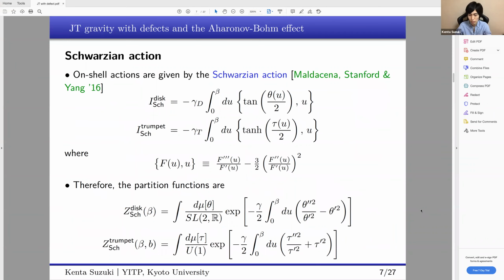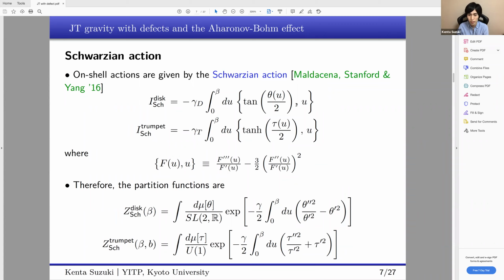Okay, so as we said before, the bulk action was just linear in dilaton, so this does not give any contribution to the on-shell action, and the on-shell action solely comes from the boundary term, and the boundary term is actually rewritten in terms of the Schwarzian action.